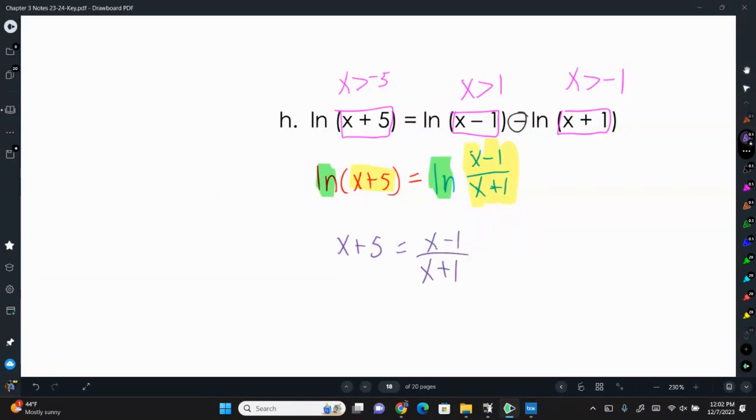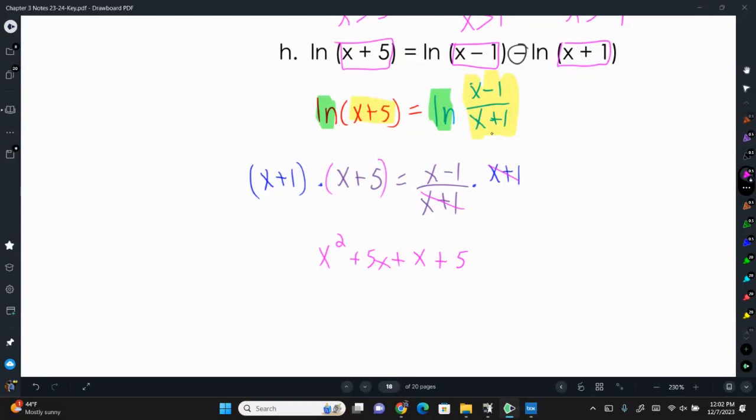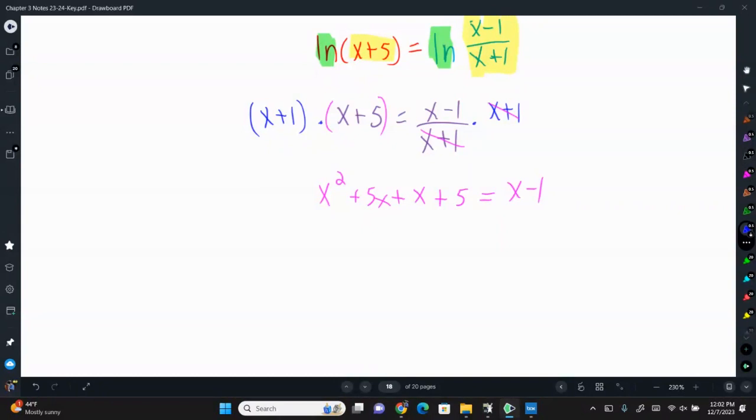So then we'll solve this, multiply both sides by our denominator here, x plus 1. So on the right side, those cancel. And then we have to FOIL this. X times x is x squared. X times 5 is 5x. Then plus 1 times x plus 1 times 5. And that's going to equal the x minus 1 there. Combine our like terms. So we have x squared plus 6x plus 5 equals x minus 1.